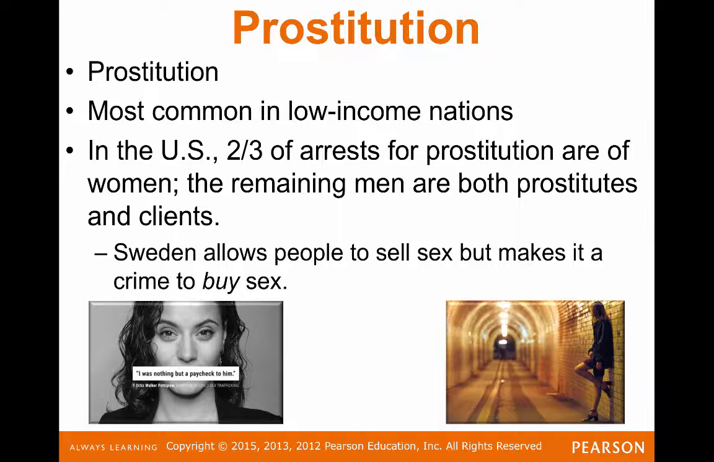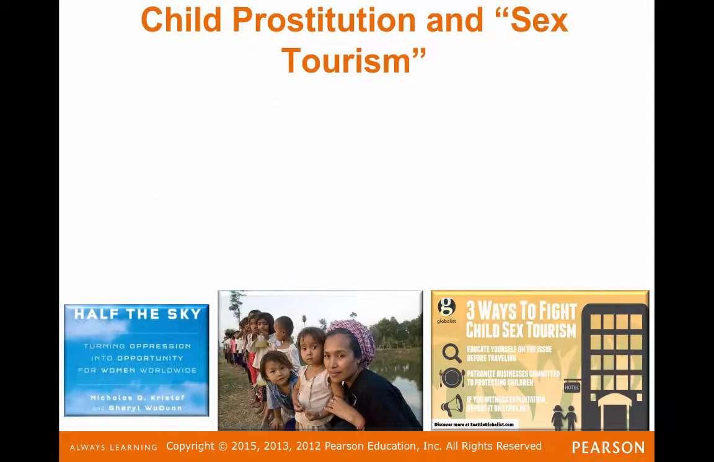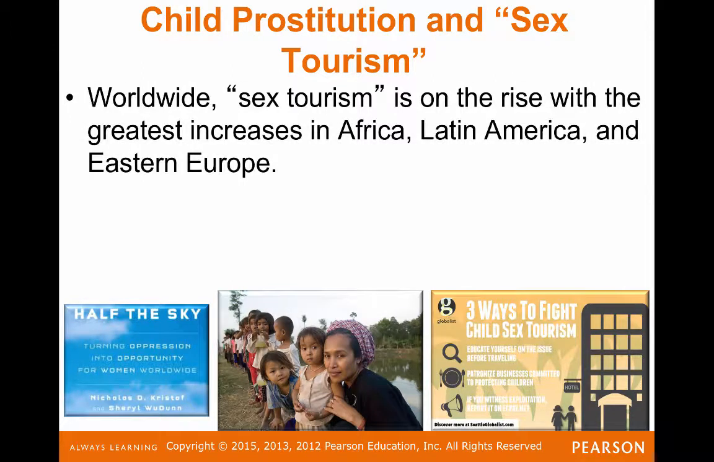Even women that work on the street, kind of outside of this system of human trafficking, are still often subjected to the violence of pimps and others that control them and control the money that they make. So this is kind of a larger issue. When we talk about prostitution, we also have to mention the sex trade, and like we'll talk about in a moment, sex tourism. So for desperately poor children, selling sex is a means of survival. Worldwide, sex tourism is on the rise, with the greatest increase in Africa, Latin America, and Eastern Europe.